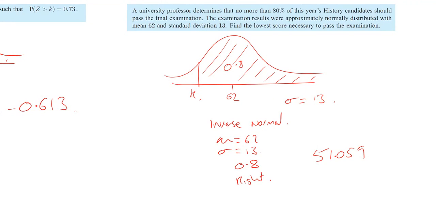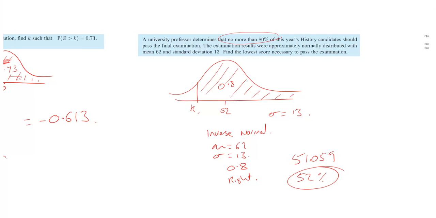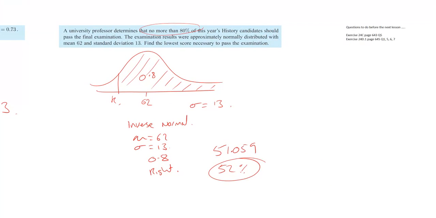So this is, in the context of the question, the kind of percentage that you'll need to get in order to pass. However, in the context of a history exam, we're probably going to be rounding to the nearest percentage. And in that case, because of the context of the question, no more than 80%, we're actually going to have to round this up to 52, okay? And that way we definitely won't go past the 80%. If we round it down to 51, it might be that just over 80% got through because of that rounding. So it's going to have to be 52% for this particular question in this particular context.